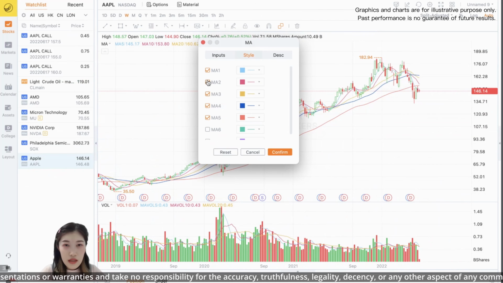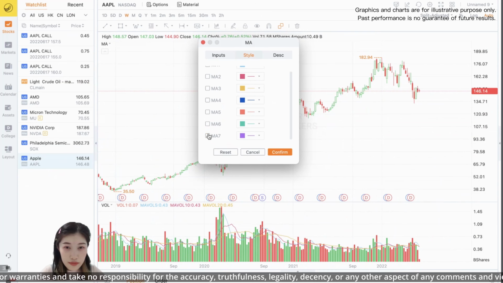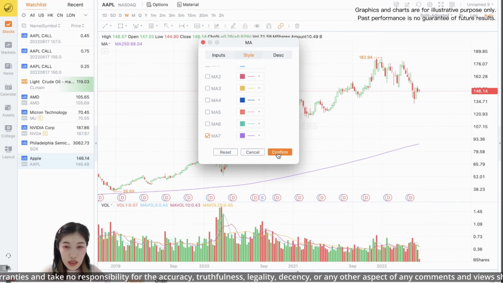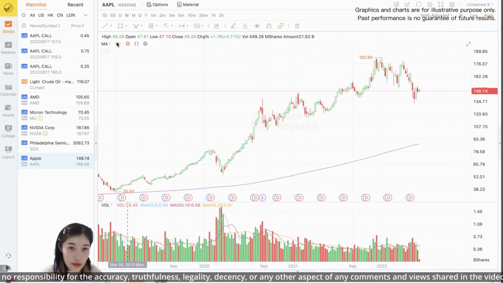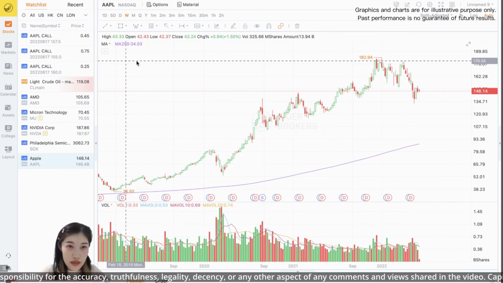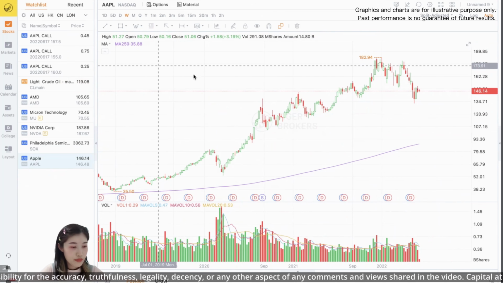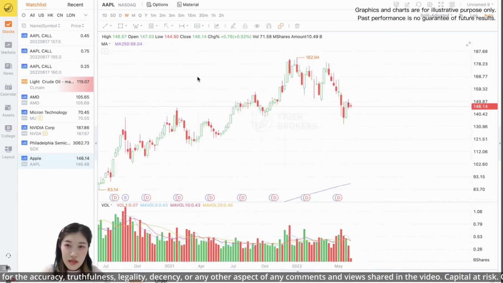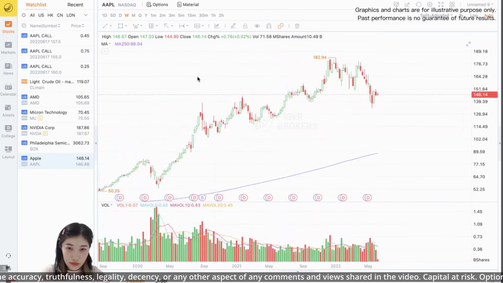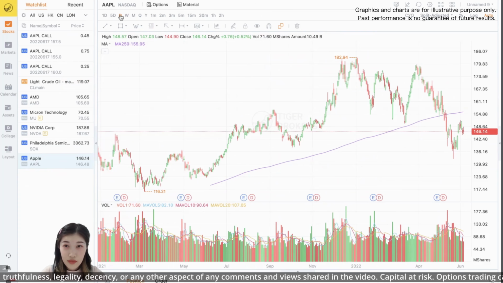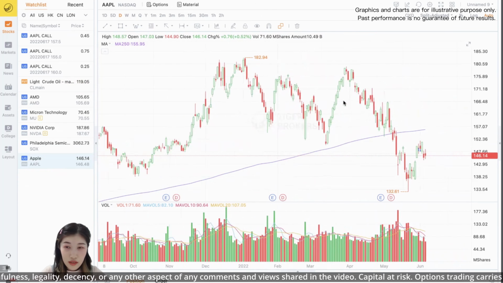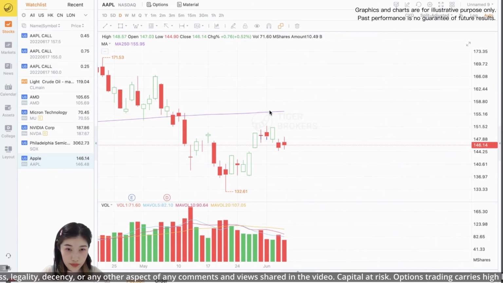And I will unselect the ones that do not serve our mission today, and click confirm. You can always double check on the top left side to see if the colors and the numbers are correct. Now, as we can see here, let me just zoom in here.